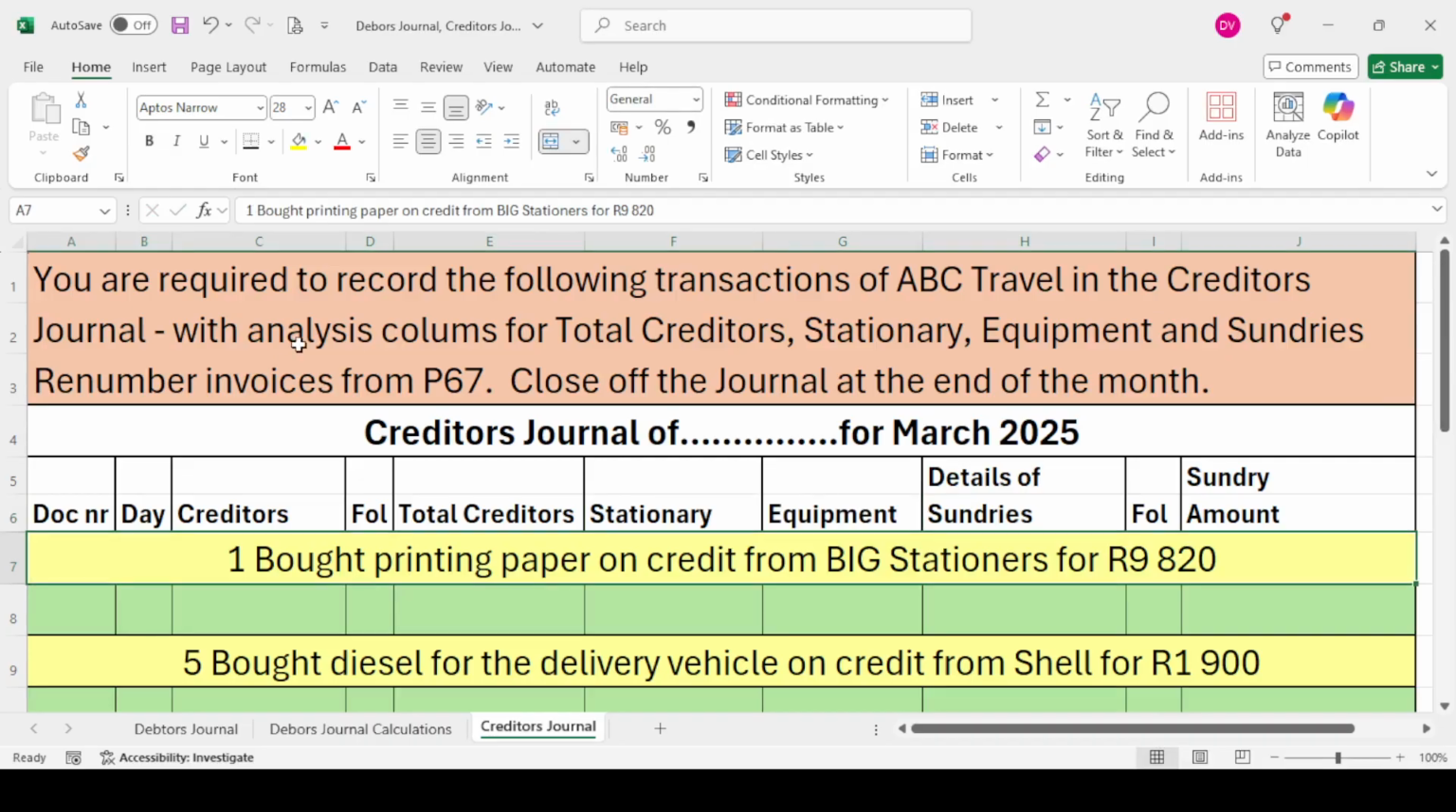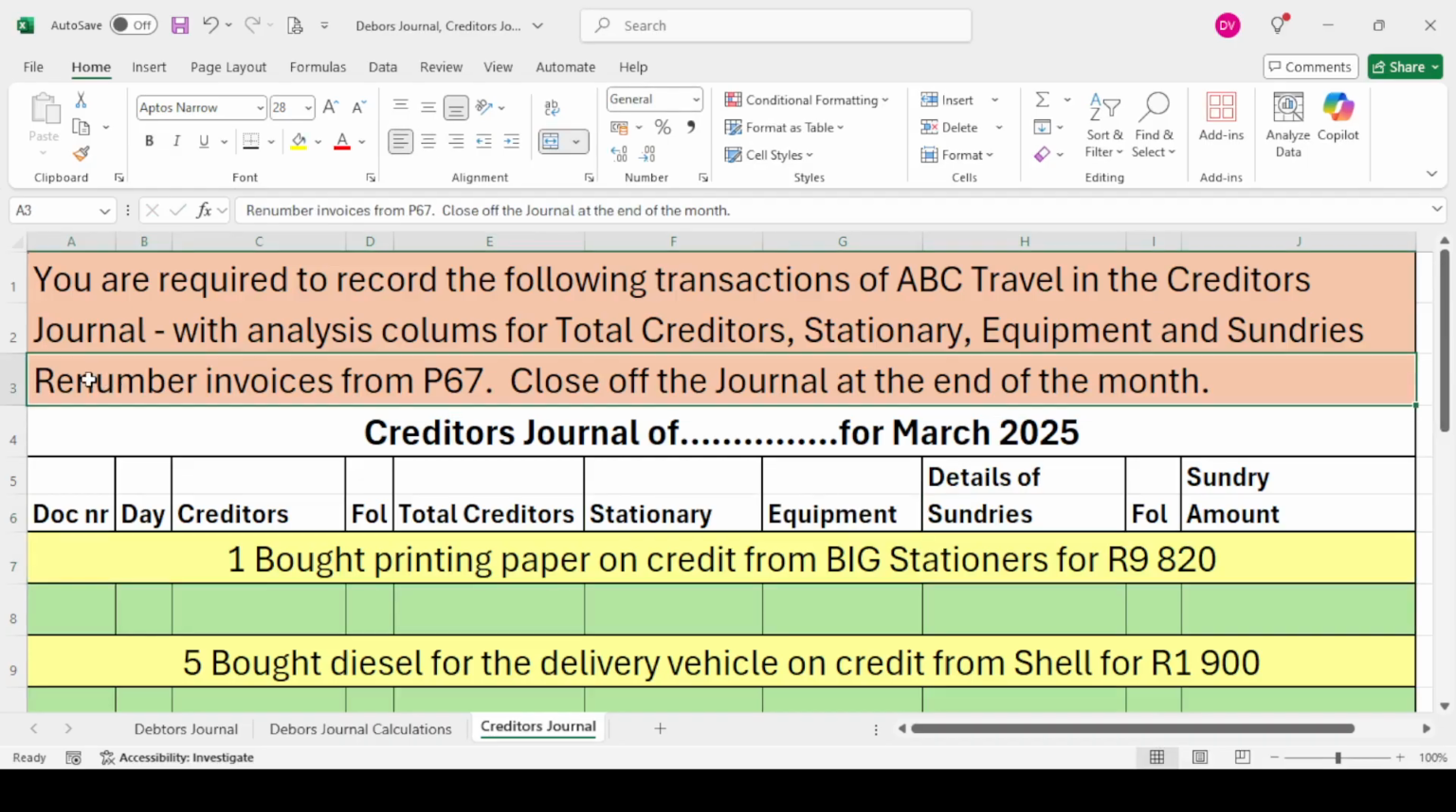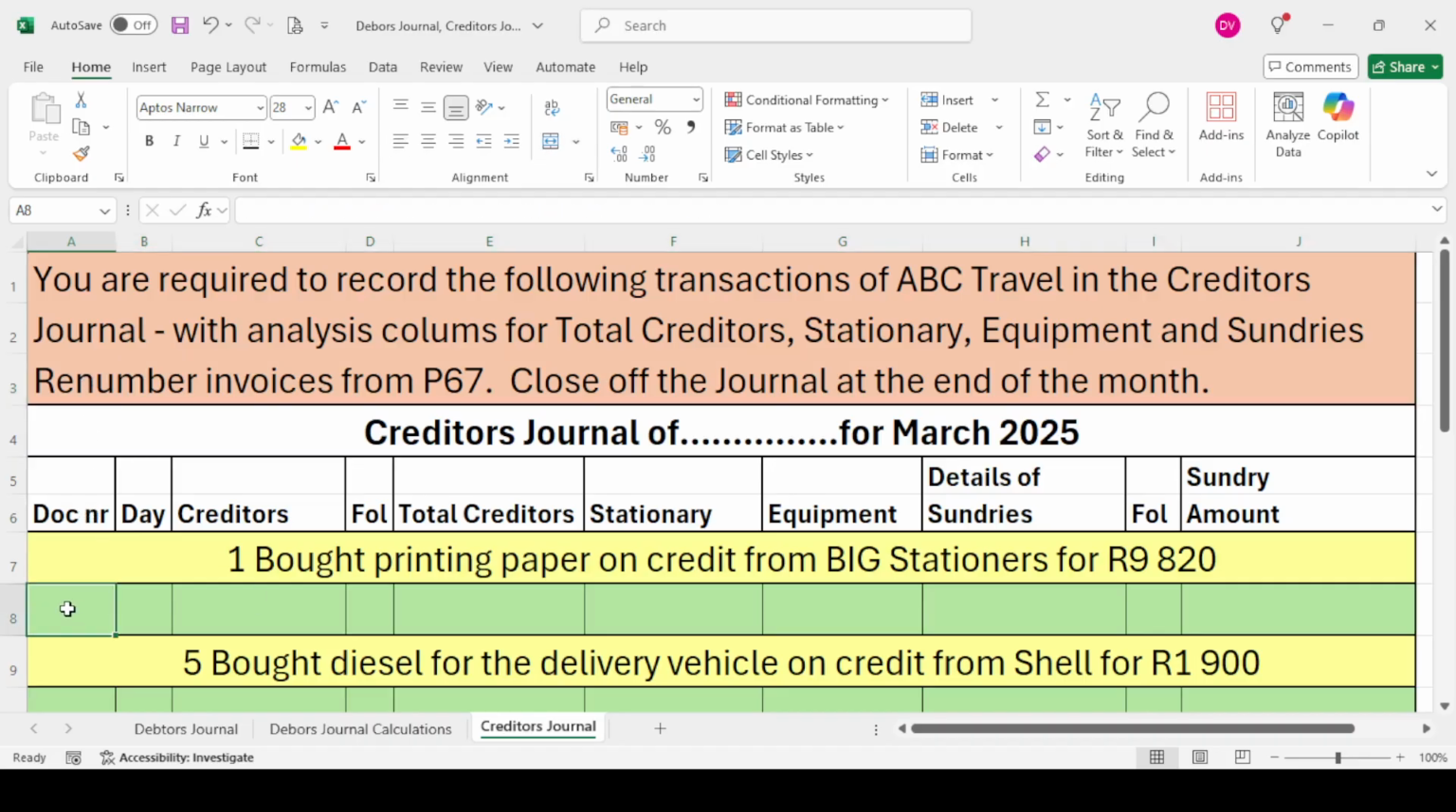They say that you have to renumber your invoices from P67. So even before we look at any of the transactions, we know that the first document number is going to be P67. There we go. From there on, guys, it's your responsibility to just keep numbering in numerical order. It means the next one will be P68. I'll show you when we get there.